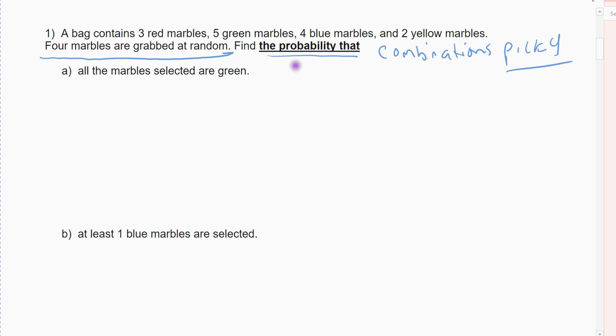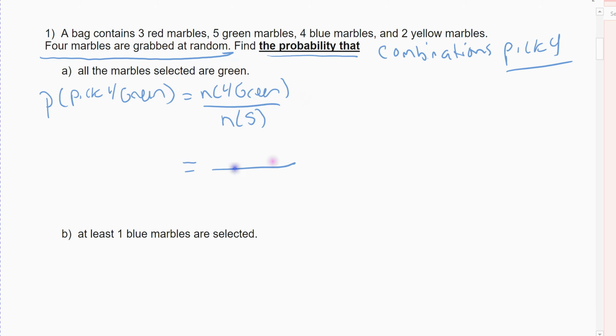We want to find the probability that all marbles selected are green. So we want the probability that we pick 4 green. Well, it's the number of ways to get 4 green over the number in our universal. And the universal means I can pick any 4. That's what the universal means. Right, and so it's a combination type, right? The universal set would be I pick combination, choose 4 out of any of the marbles.